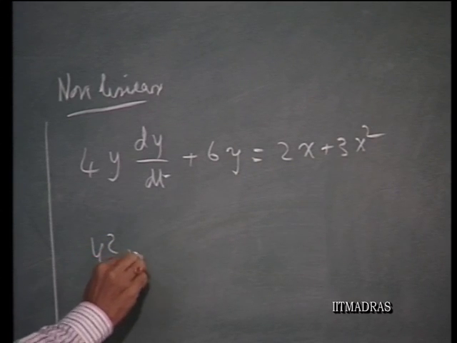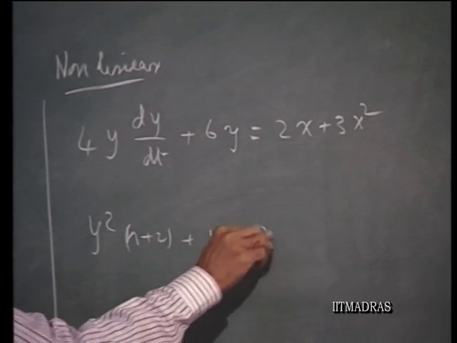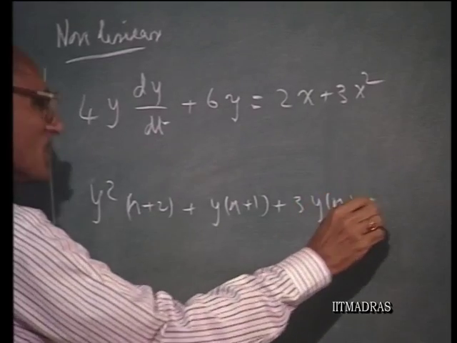Similarly, you have y squared of n plus 2, suppose I have plus y of n plus 1 plus 3yn equals 6x of n.